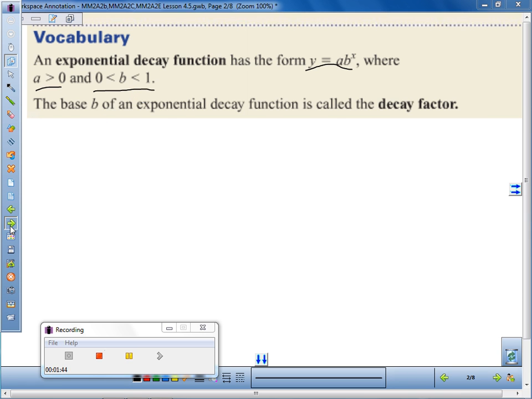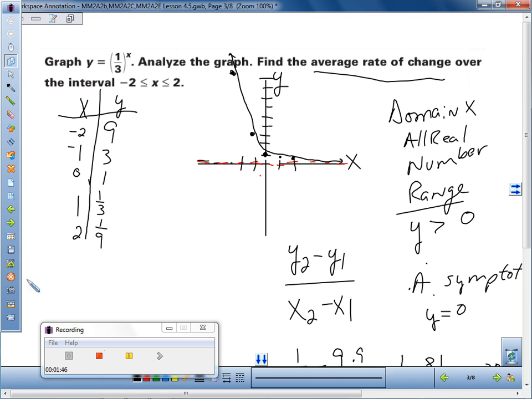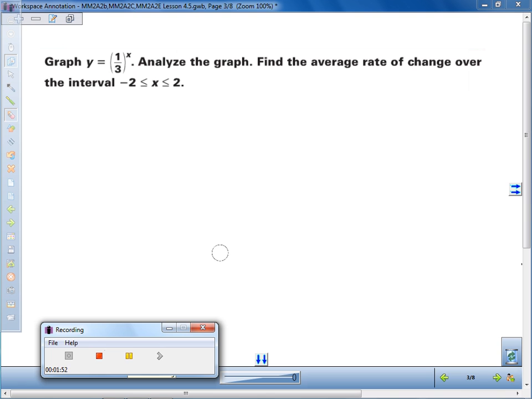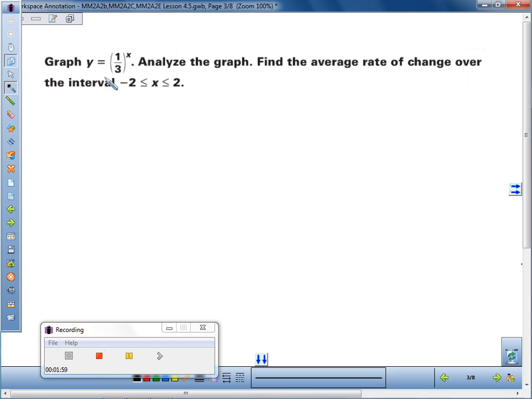Okay, so let's look at an example. This is already worked out, so let me start over with this. So with this, I'm going to show you how to plot this. Now, first of all, is it a decay or a growth? If you look here, we have 1/3 to the x power. So that means it's going to be a decay with our decay factor of 1/3. And then we'll find the rate of change.